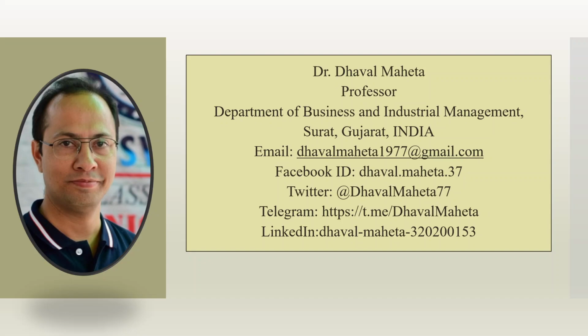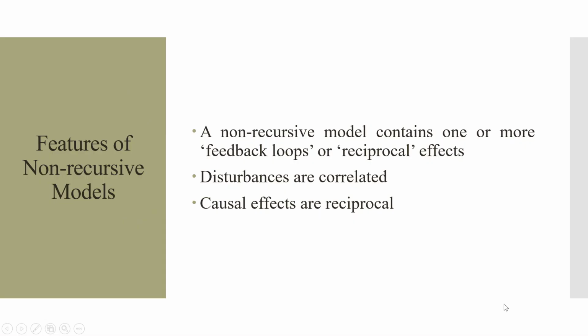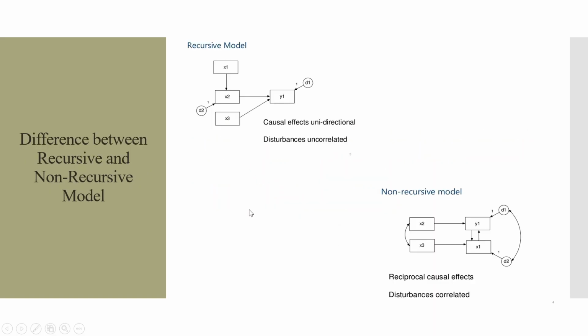And today we'll understand how to work on a non-recursive model in SPSS AMOS. The features of a non-recursive model are that it contains one or more feedback loops or reciprocal effects. Disturbances are correlated. Causal effects are reciprocal. Let's try to understand this in this slide.